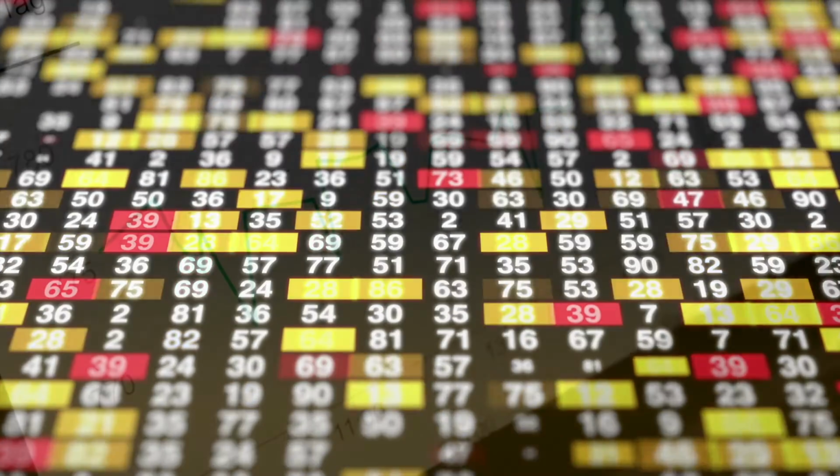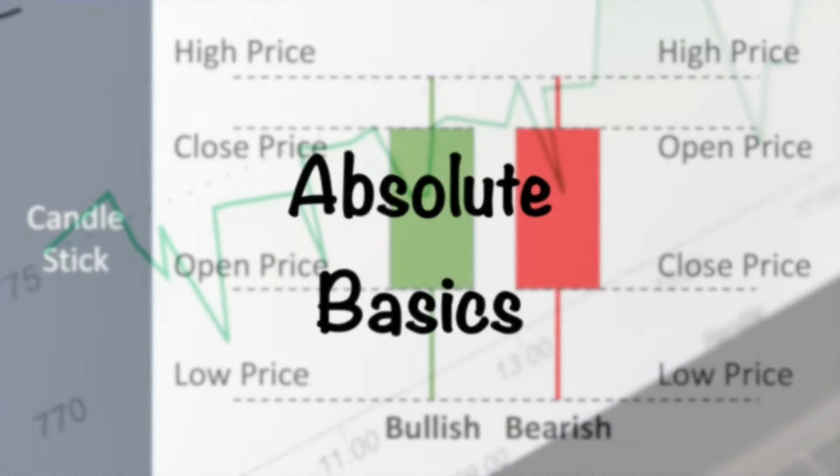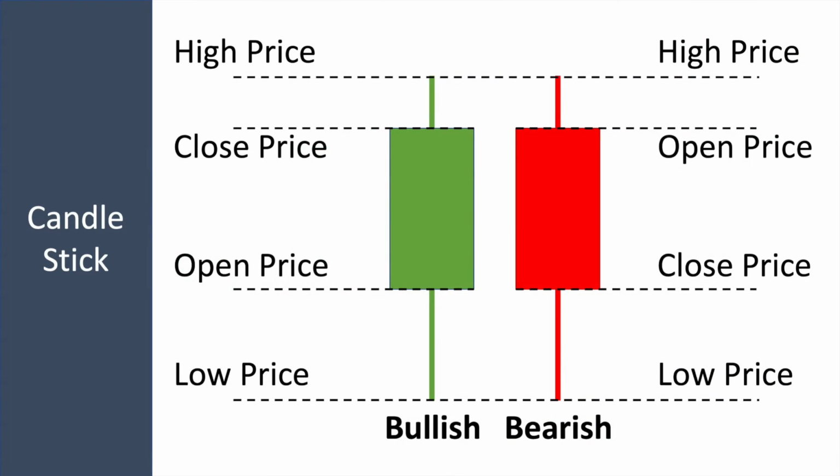So let's get started. First, the absolute basics. Candlestick patterns. Now, you need to understand candlestick patterns to understand any of this. A candlestick pattern shows the market's open, high, low, and close prices. If a close price is higher than the open price, it's a bullish pattern. If the close price is lower than the open price, it's a bearish pattern. So bear that in mind.